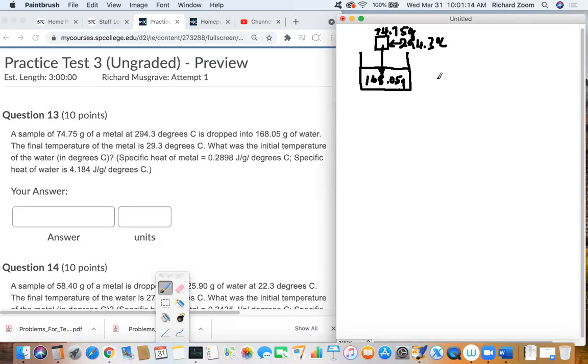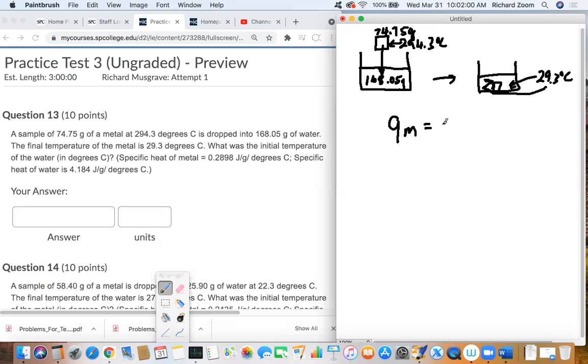What we are also told is that the final temperature is 29.3 degrees Celsius. Now, the catch here is that the 29.3 degrees Celsius is for both the metal and the water because it's at equilibrium. So even though it says the temperature of the metal, that's also the temperature of the water. Does anybody have any questions so far? What we're looking for has to do with the water, so what we should do first is deal with the metal. We did this in lab, by the way, as well.